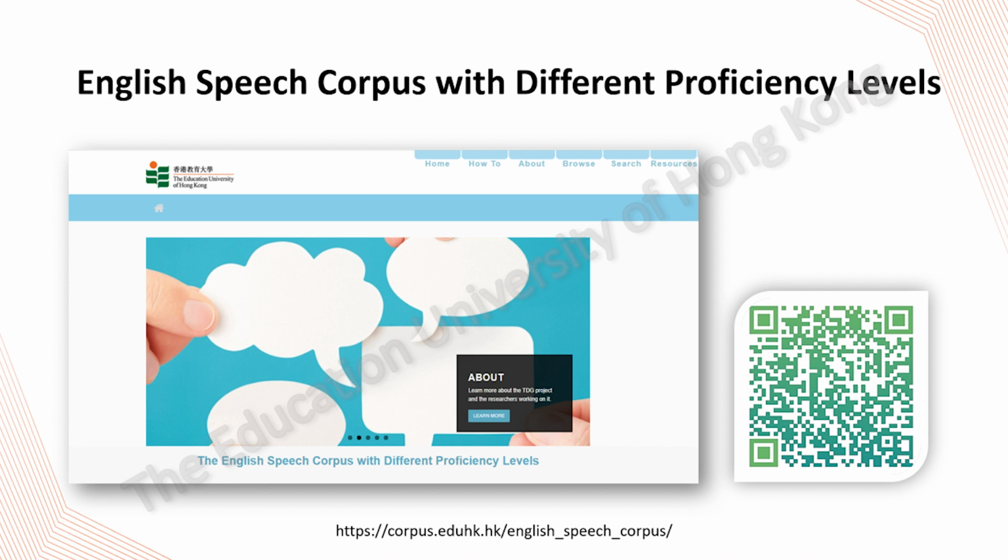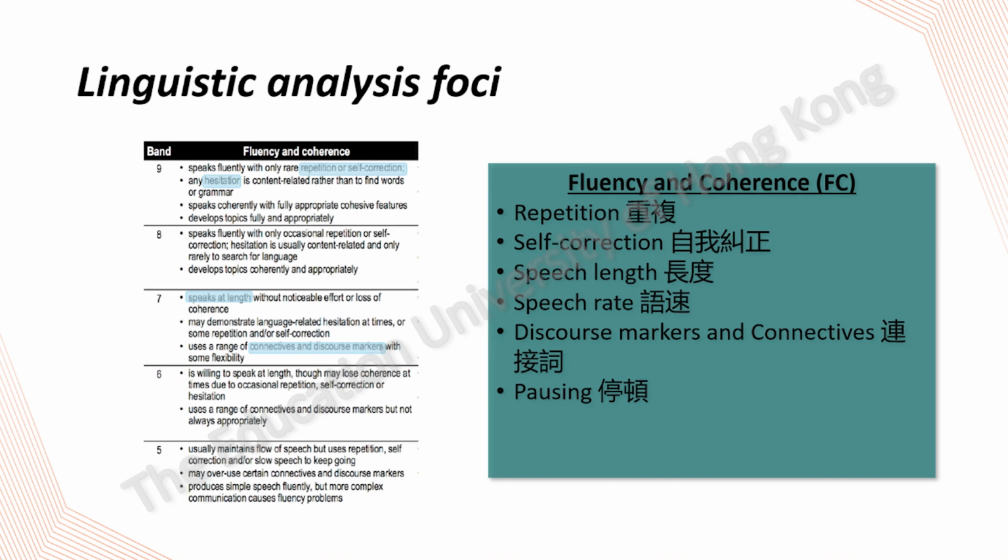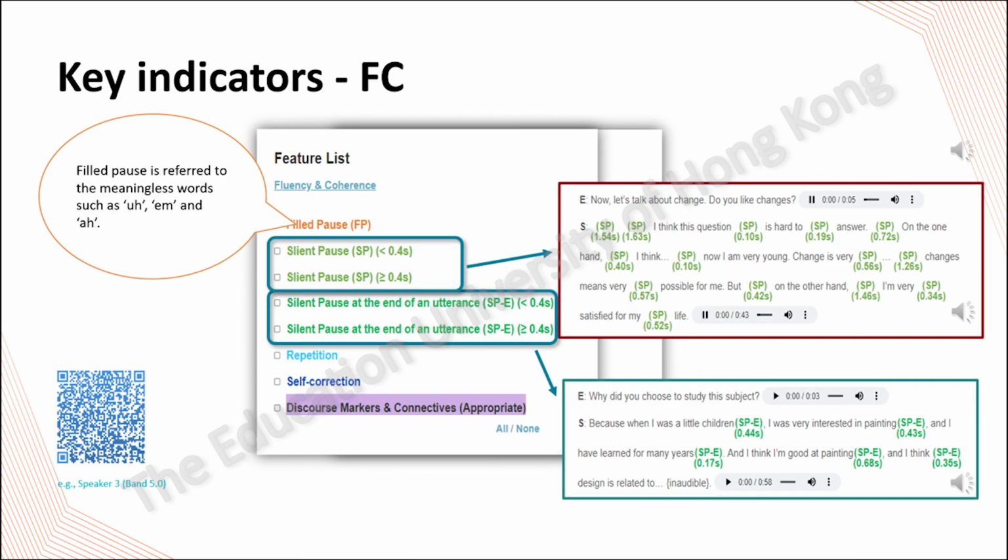The English speech corpus with different proficiency levels is the spoken corpus that is used in this session. I think you are quite familiar with it. You can scan this QR code to get access to this corpus. This is the IELTS speaking criteria. Based on this, we annotated the following key indicators: repetition, self-correction, speech length, speech rate, discourse markers and connectives, and pausing. This is a fluency and coherence data page.